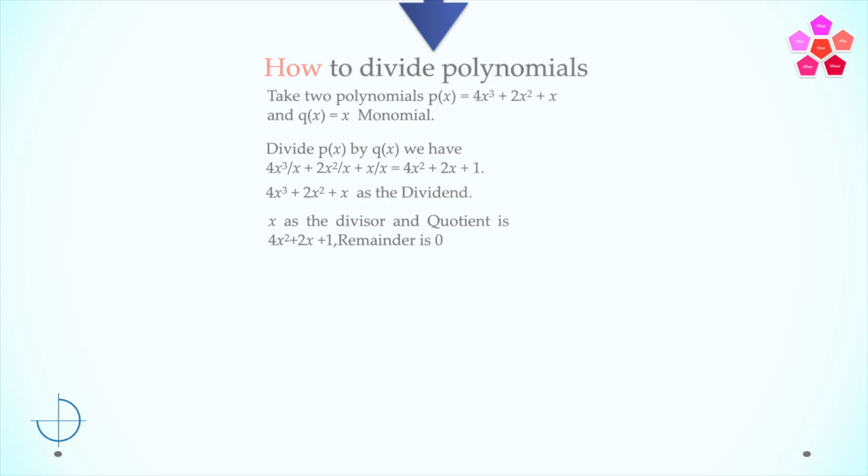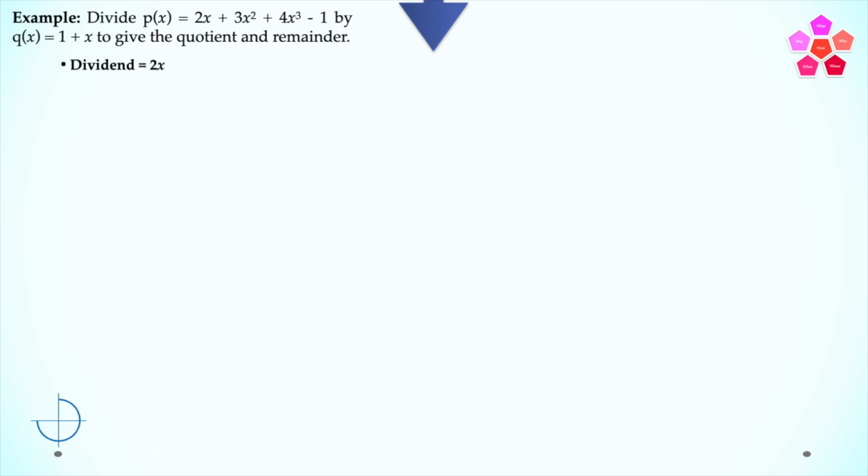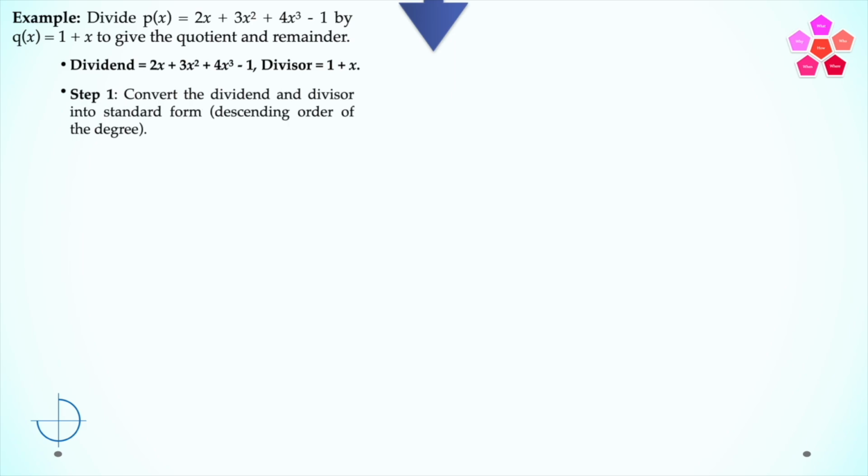Let's take a relatively better example. Divide p of x, which is equal to 2x plus 3x squared plus 4x cubed minus 1, by q of x, which is equal to 1 plus x, to give the quotient and the remainder. So the dividend is equal to 2x plus 3x squared plus 4x cubed minus 1. The divisor is 1 plus x. So step 1 is to convert the dividend and the divisor into standard form, in descending order of degree. The dividend now becomes 4x cubed plus 3x squared plus 2x minus 1, and the divisor becomes x plus 1.